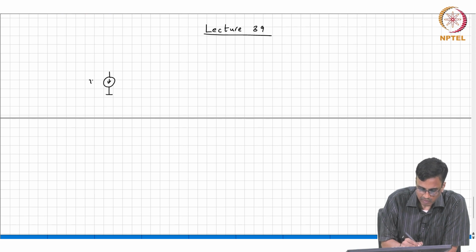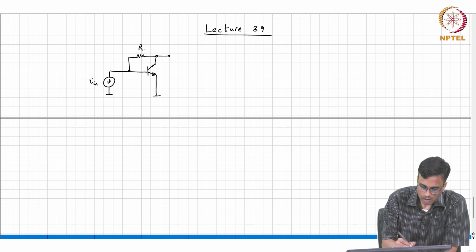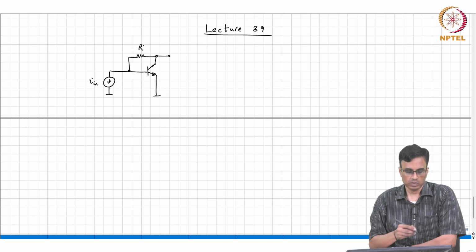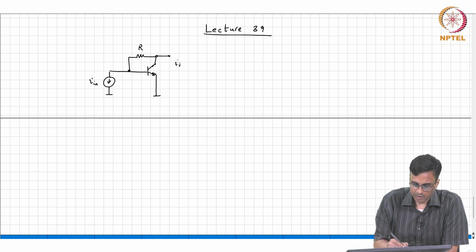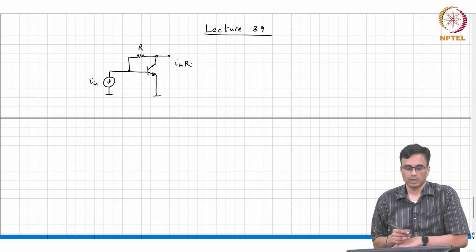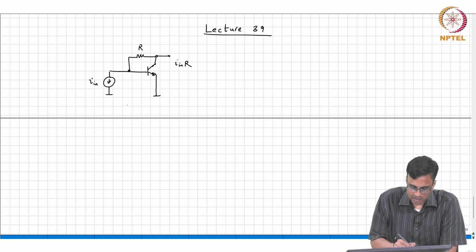Then moving on, this is the small signal equivalent of the current controlled voltage source. Assuming that the GM of the transistor is infinite or very large, what will be the incremental output voltage? It is simply IN times R. This is the transimpedance amplifier.